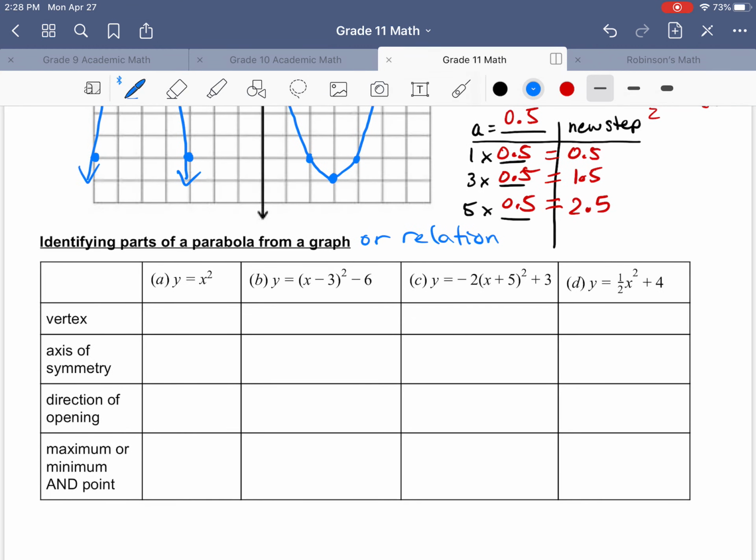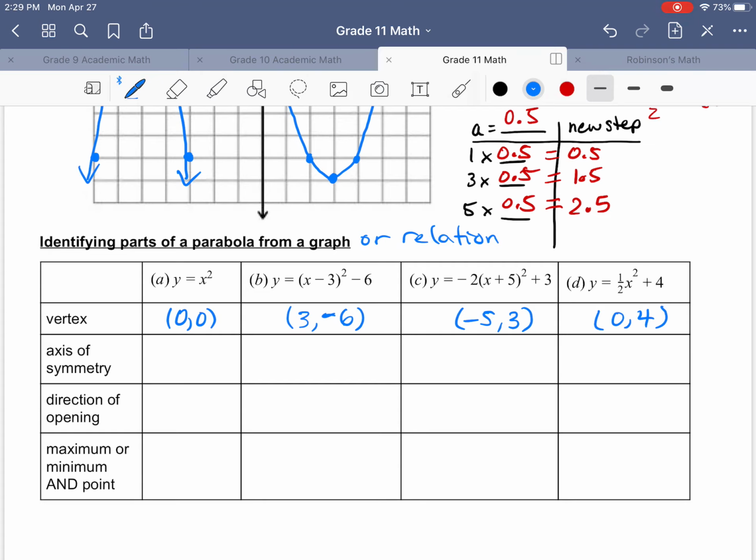So let's take a look here. We did the vertices already. Vertices is plural for vertex. We did identify the vertex from each of these different parabolas here. So let's write that down. For y is equal to x squared, we identified 0, 0. Y is equal to x minus 3 squared minus 6 is going to give us positive 3 and negative 6. For C, we have negative 5 and positive 3. And for D, we have 0 and 4. Now, at this point, if you have not reviewed the notes for the unit and the parts of a parabola, then you should go back and review those, where we go over all this different terminology in some detail.